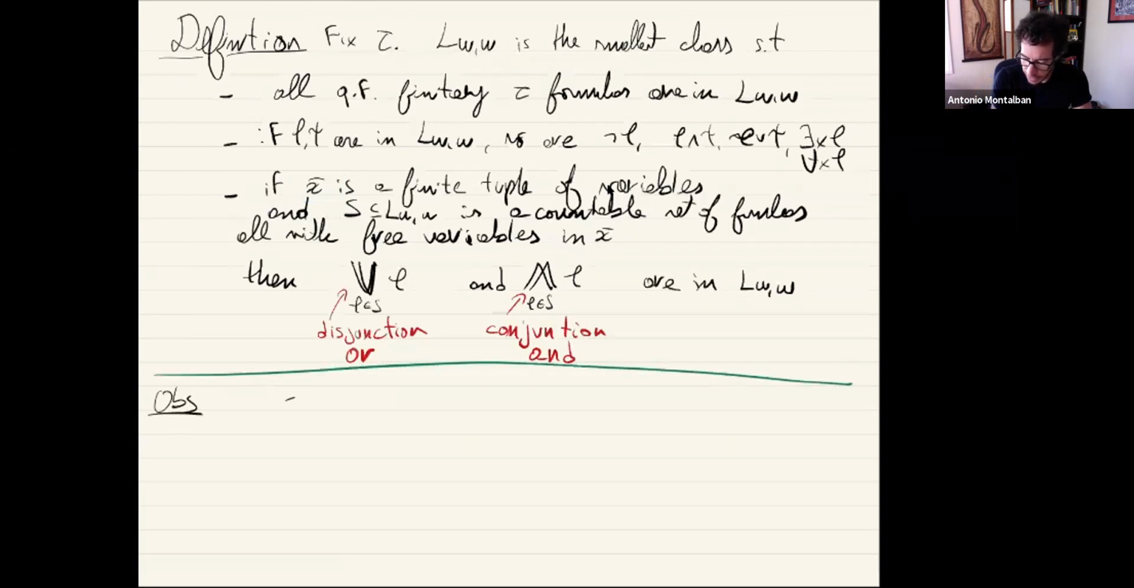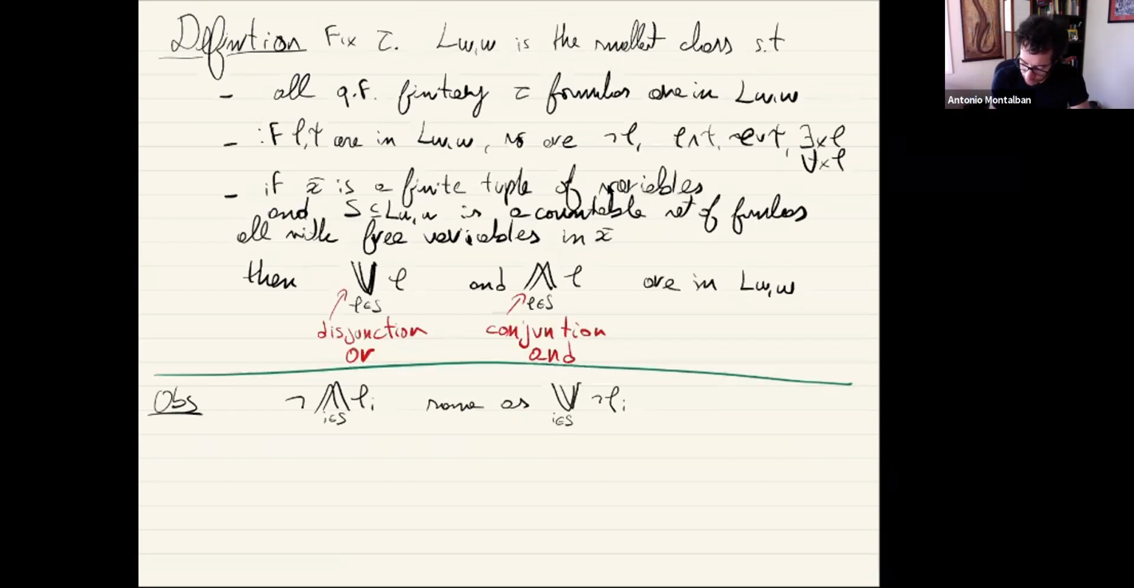So if you have the negation of an infinitary conjunction of formulas phi sub i for i in S, this is the same as the conjunction of the negations of the phi sub i's, right? By the De Morgan laws, right? So that means we can always bring the negations inside.